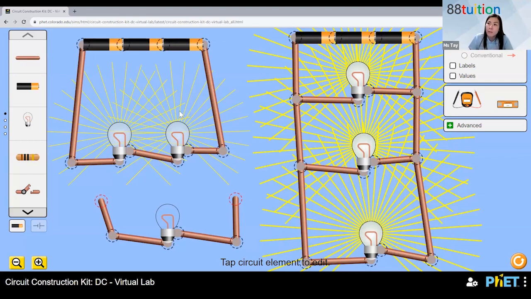So of course, having a series circuit also has its disadvantage. Even though it saves electricity and the battery can last longer, if one bulb fuses, the other light bulb cannot light up. But when it's arranged in parallel, when one bulb fuses, the other light bulbs can still light up.